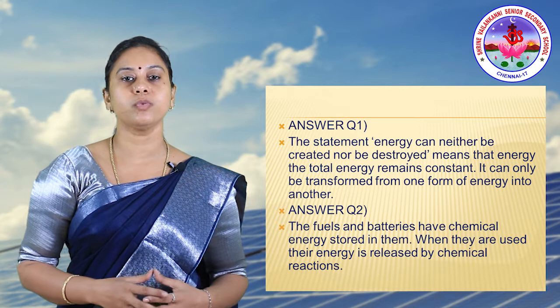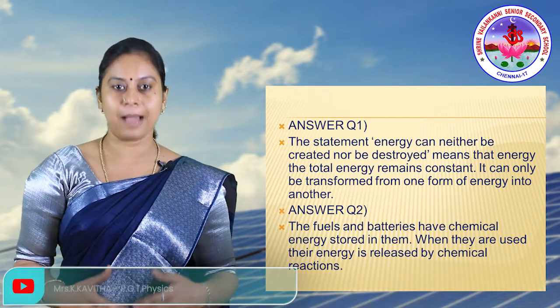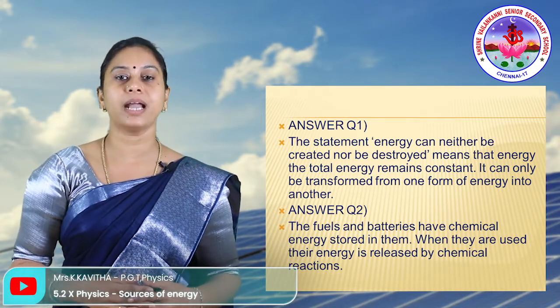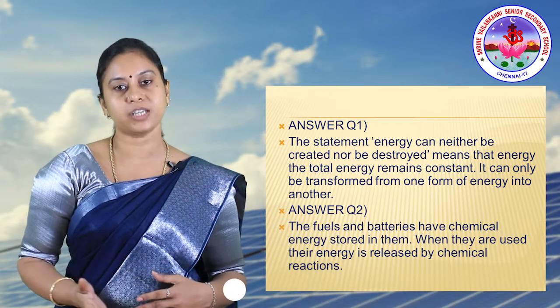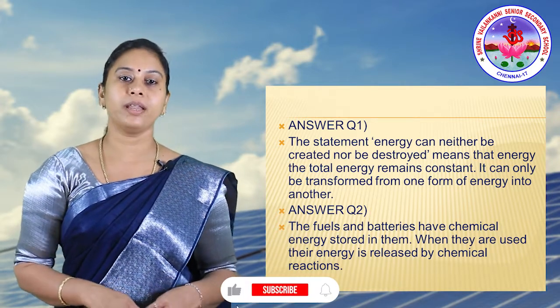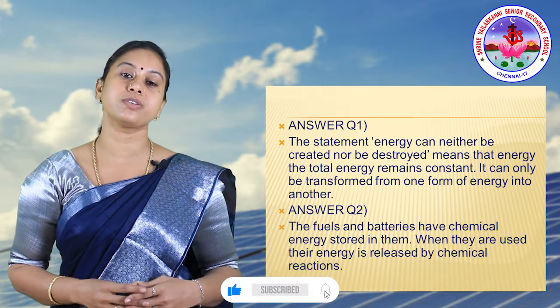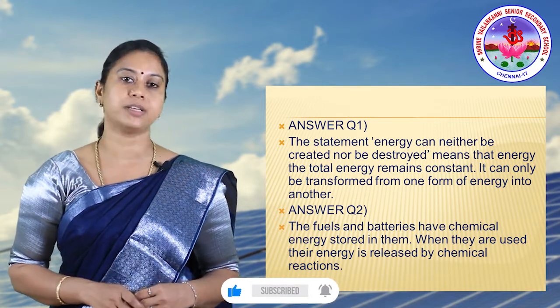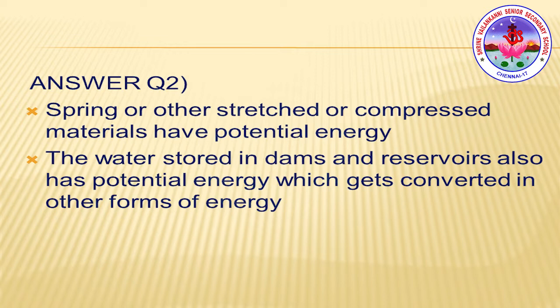The second question asked for some examples. The fuel and the batteries have chemical energy stored in them, and when they are used, their energy is released by chemical reactions. Some more examples: a spring or other stretched or compressed materials have potential energy. And the water stored in dams and reservoirs also has potential energy, which gets converted into another form of energy.